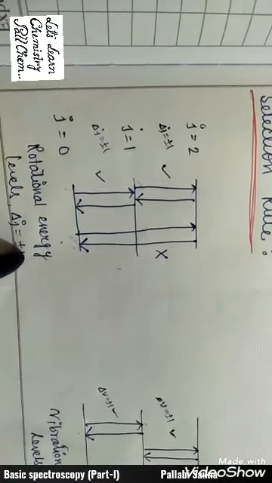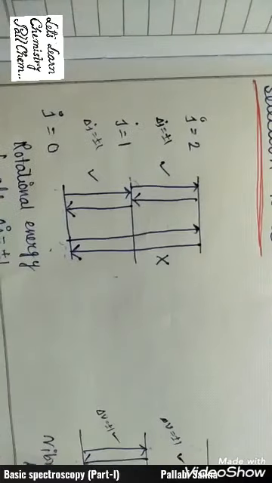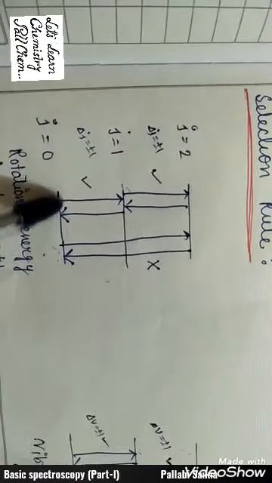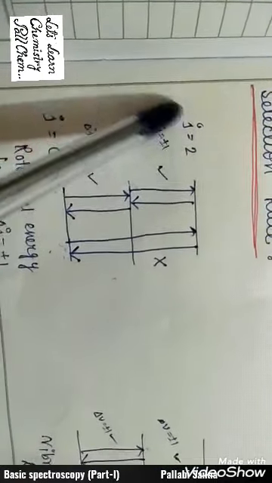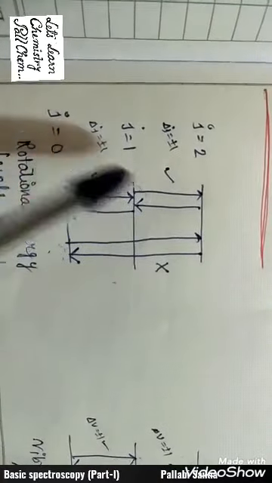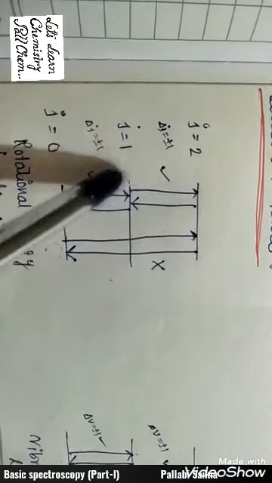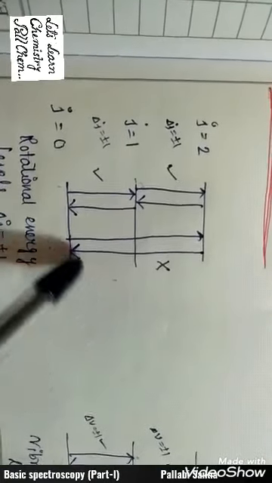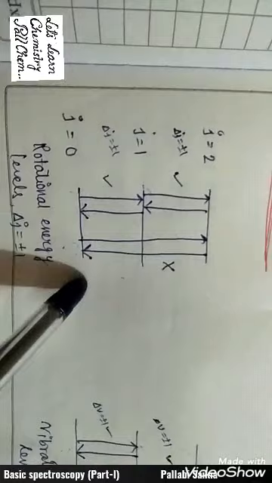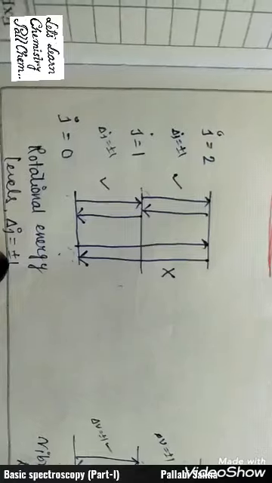Suppose for a diatomic molecule, these are the rotational energy levels, and the selection rule will be del J equal to plus minus 1. J equal to 0, J equal to 1, J equal to 2 are the rotational energy levels. So transitions from 0 to 1, 1 to 2, and 2 to 1, 1 to 0 are allowed because they involve a change of 1. But transitions from 0 to 2 and 2 to 0 are not allowed because they are not according to the selection rule del J equal to plus minus 1.